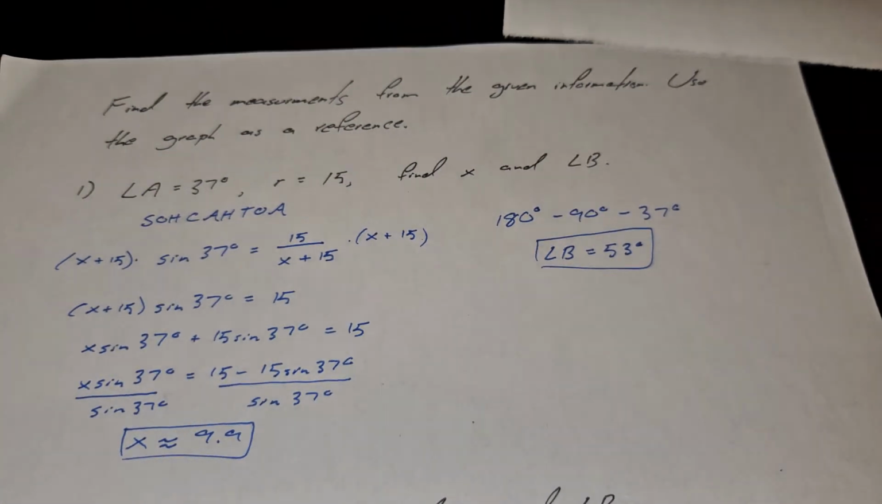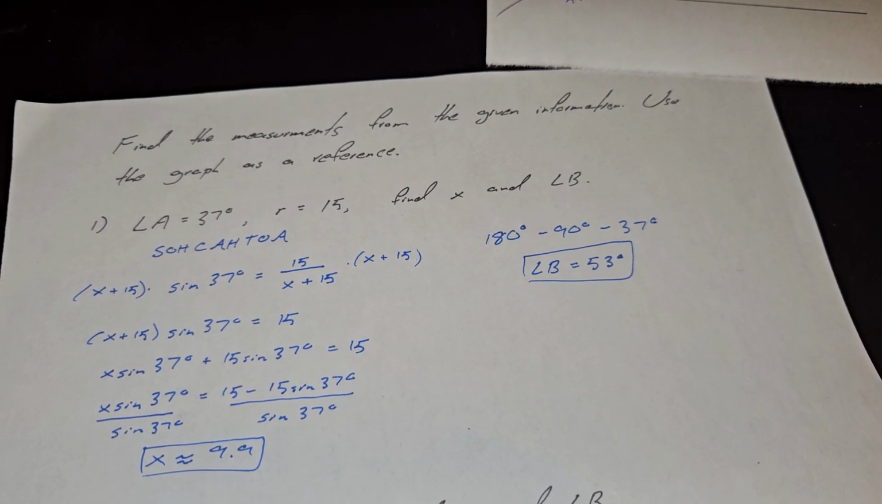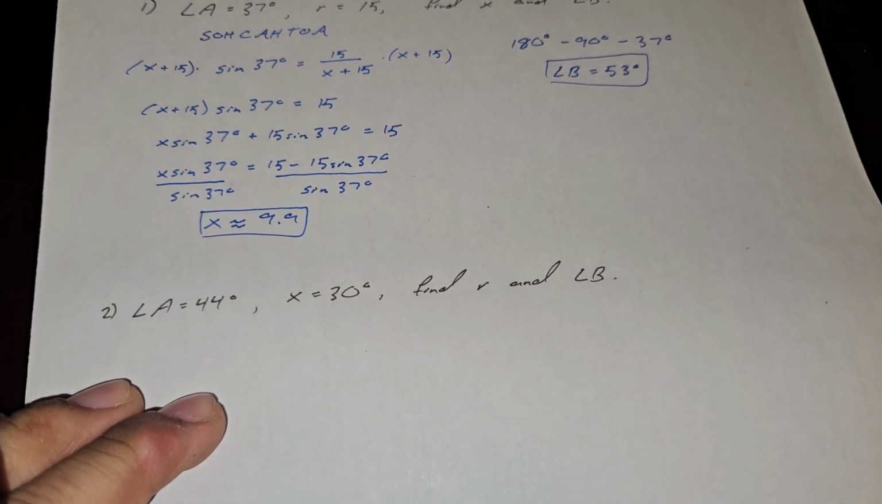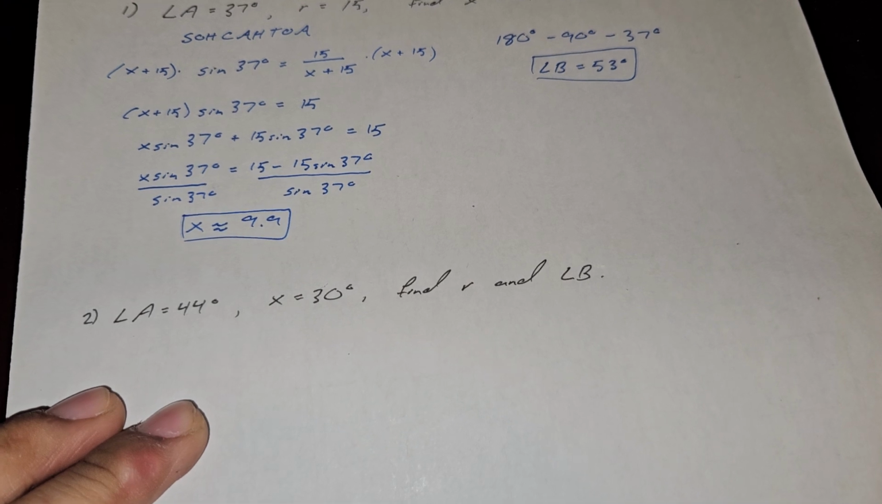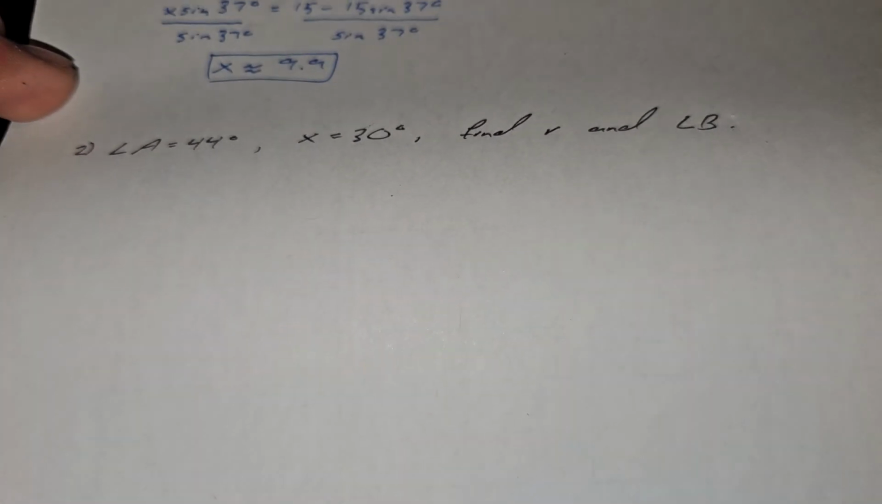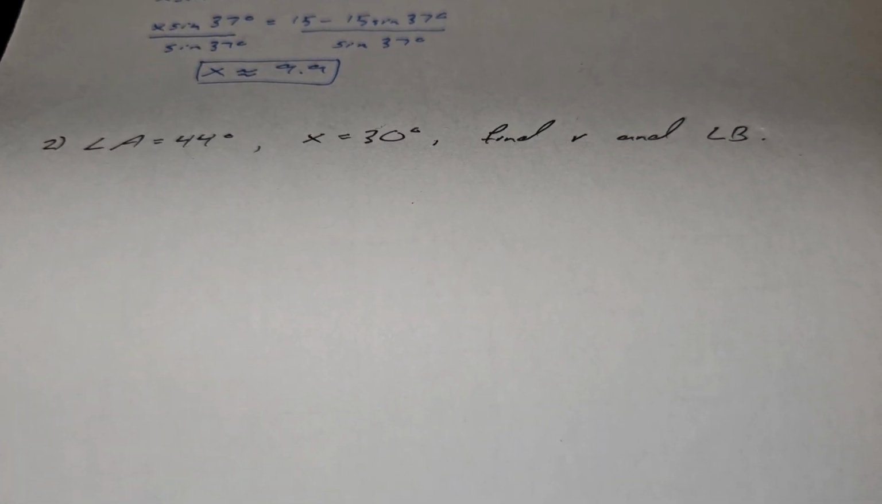So that is how you do number 1. Let's go ahead and move on to number 2. So again, we have angle A is equal to 44 degrees. We have x is equal to, I don't know why I wrote 30 degrees there, but it's not 30 degrees, it's just 30. So ignore the degree. And we have to find r and angle B. So let's go ahead and do that.